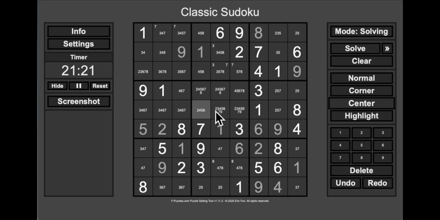2, 4, 5, 6 are still possible. This one gets rid of 3 and 7 and 6. 2, 4, 5, and 9 are still possible. Yep, this one gets rid of 3, 6, 9, and 2.